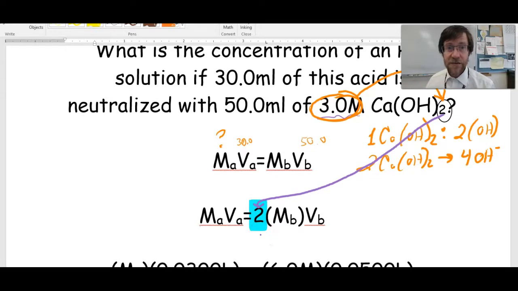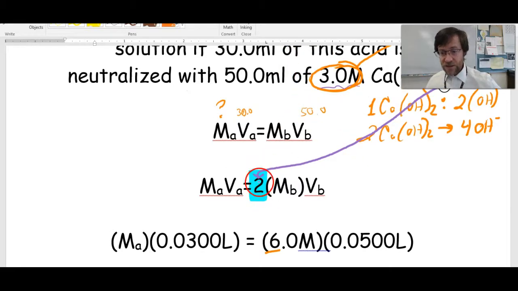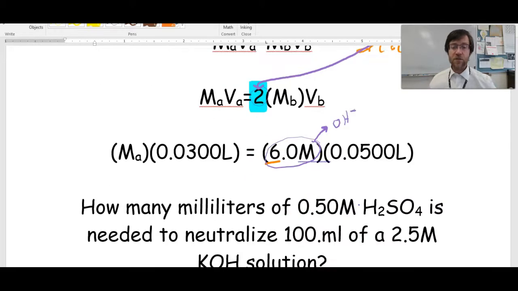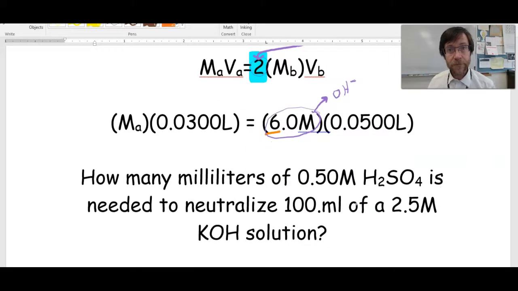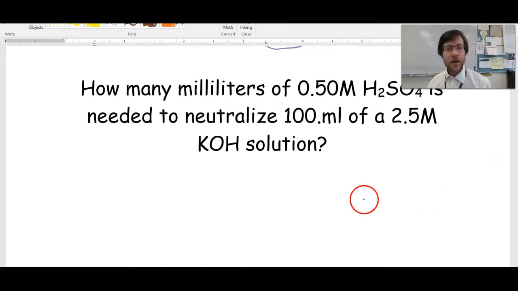It's an easy fix. You just take a 2 and pop it right in there. So instead of 3, you will end up with 6, because that's the actual concentration of your hydroxide ions. Then everything else works out swimmingly. You guys got it? Let's try one here.